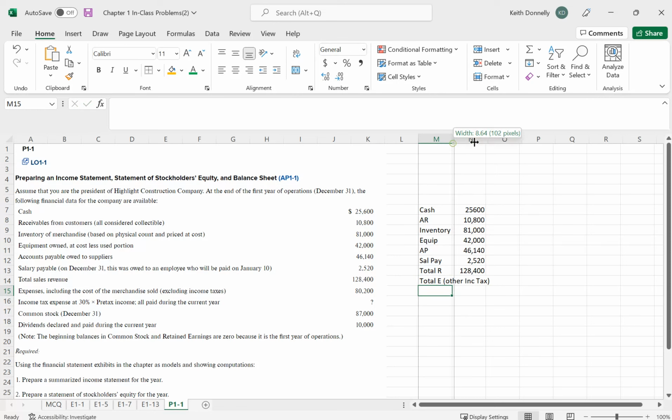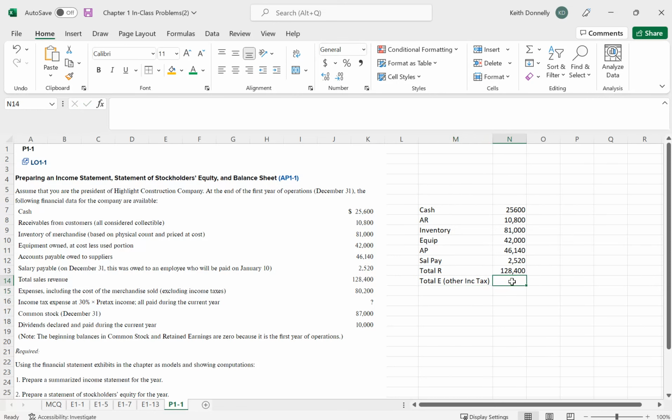Looks like we have total expenses other than income tax, that's that like stop sign. That's going to be $80,200. Then we have income tax expense. This is a mystery number. And then we have common stock and dividends. So it looks like 87,000 for common stock, and dividends of 10,000. So these are our year-end balances that are there.